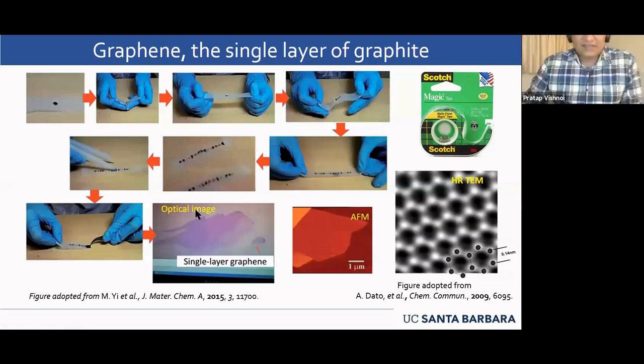Then go to an optical microscope and see how graphene looks. If it is intense in color, it means thick graphene, not one layer. If you see a very, very light color, that's a single layer of graphene. And to confirm that, we take the help of atomic force microscopy, which tells you the thickness of the layer.